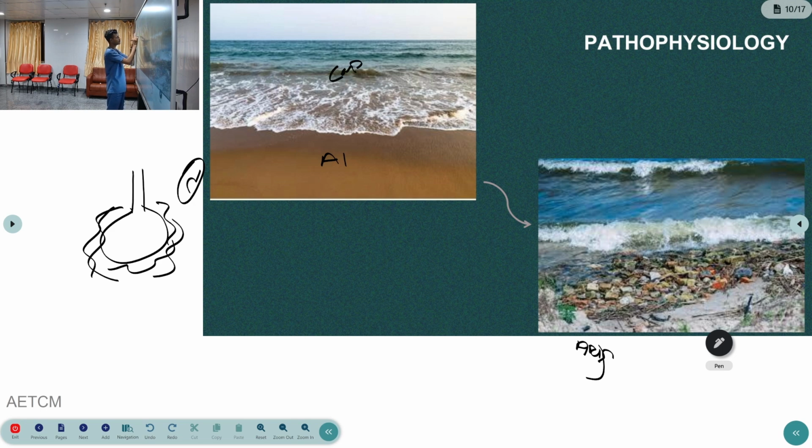Here you have one thin membrane of the alveoli, through which diffusion of gas and gas exchange will occur. In a normal healthy human being, this is the alveolus, this is the capillary. Through the thin membrane the gas exchange will happen. So this is the normal healthy individual.